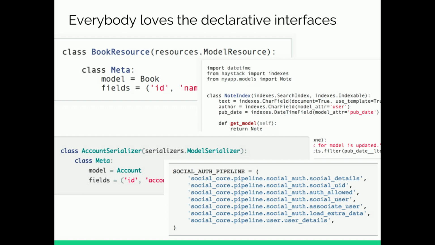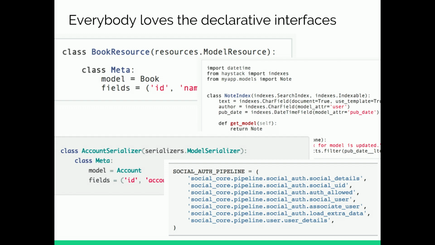Here we have Django import-export, where you can declare some fields and be able to export them on admin. We have Haystack, where you can create a search index. We have Django REST framework, where you create an API declaratively. We have social auth, where you can define a pipeline to handle your social logins.